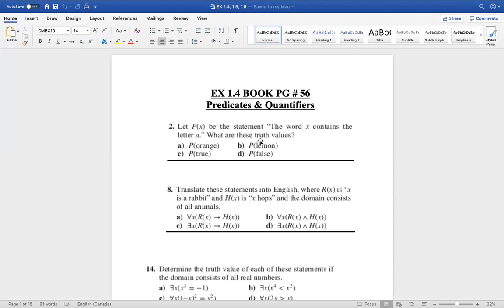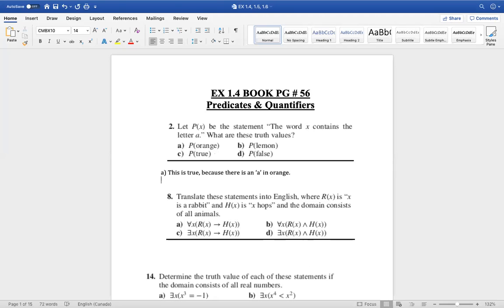Let's get started now. Starting with question number 2 of this exercise 1.4. We have P of X, which represents the word X contains the letter A. Based on this, we have to determine the truth values for P of orange. For part A, we would say that this is true. The truth value for this statement will be true because there is an A in orange. So therefore, this statement will be true.